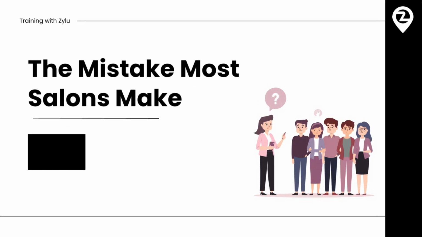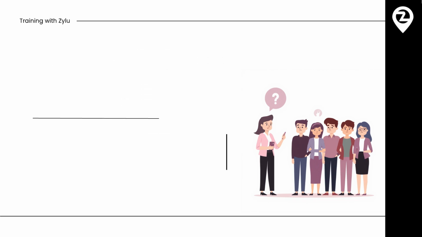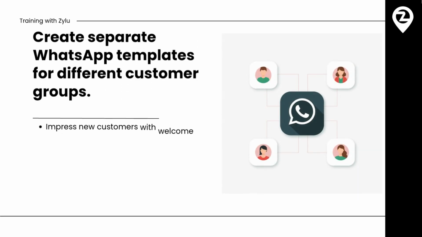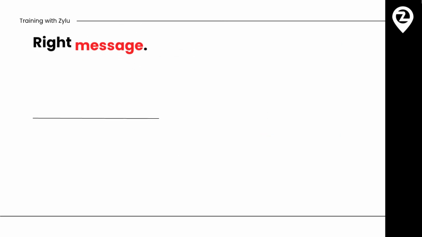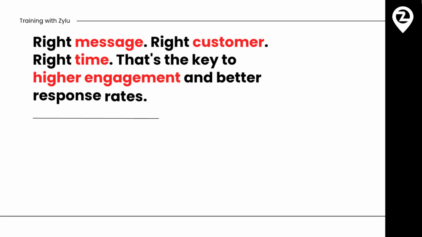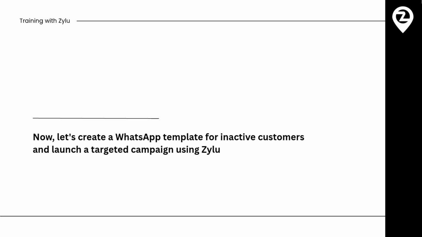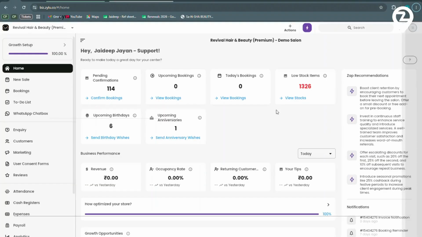The most common mistake made here is who you are sending it to. From sending welcome offers to birthday wishes, segment your WhatsApp templates using Zylu. The key to higher engagement is reaching the right customer with the right message at the right time. Now let's create a WhatsApp template for inactive customers and launch a targeted campaign using Zylu.